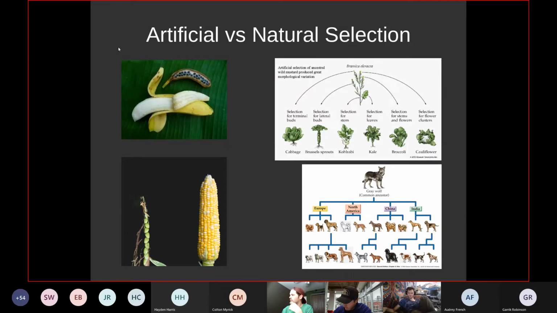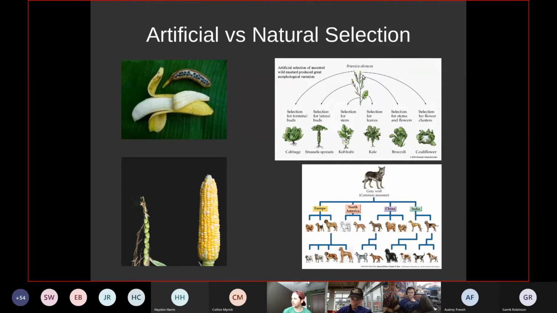So we've got this wild mustard plant called Brassica oleracea. Humans have selected for different traits in this. And cabbage, Brussels sprouts, kohlrabi, kale, broccoli, and cauliflower are all the exact same species, and they are wild mustard. They can still interbreed with each other. Hybridize, no problem.